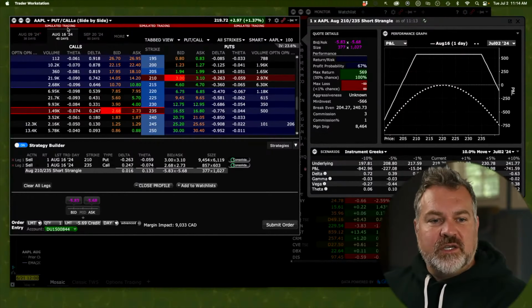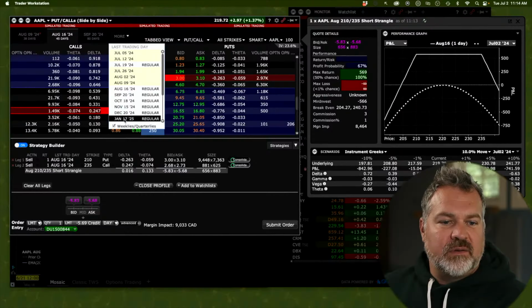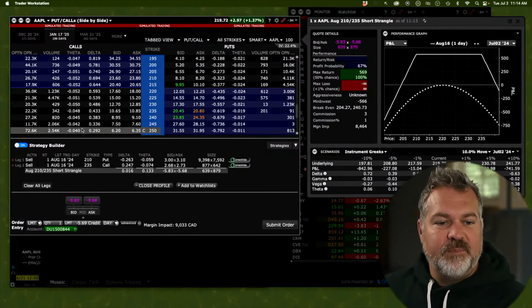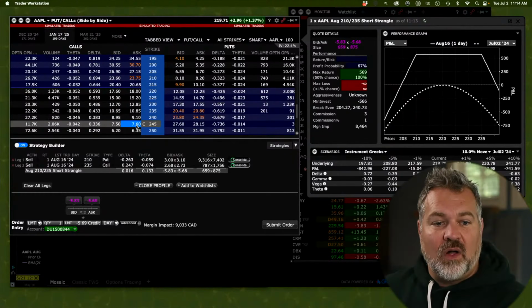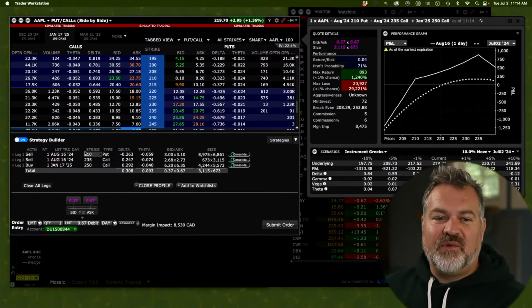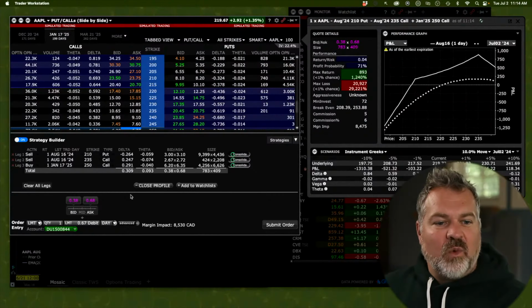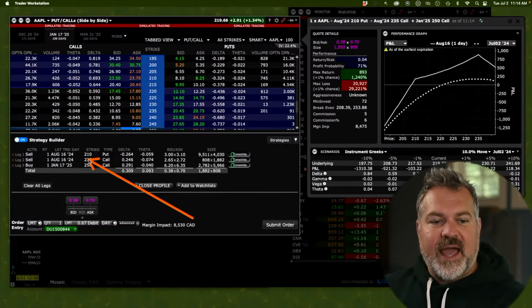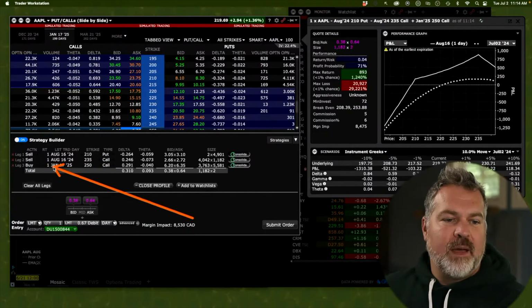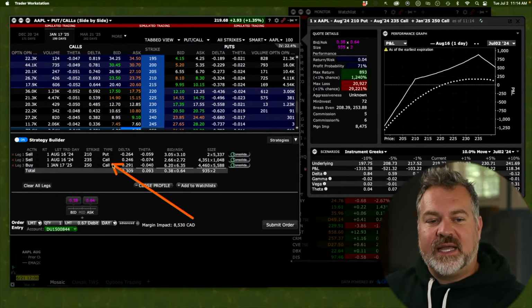If I want to turn this into a humpback, what I could do is go out to a later date. I could go out to January and buy a call above this. What this does is create a profit profile that is slightly more bullish in nature, because what I'm creating in here is a diagonal. I've got the August 16th 235 call that's short, and I buy the January 17th 250 call. This creates a diagonal spread.